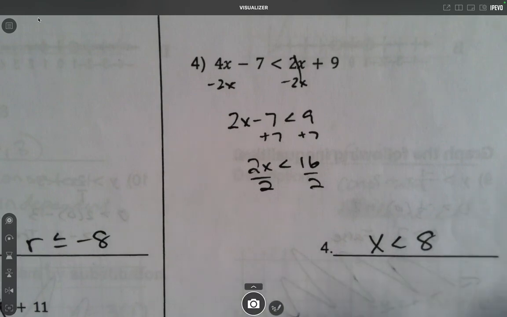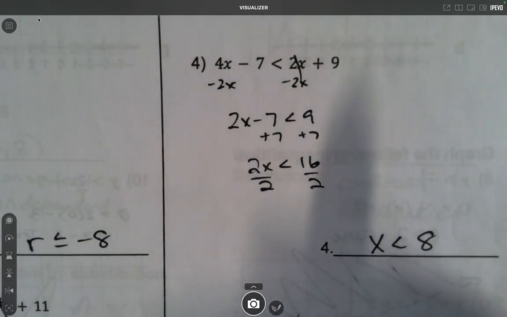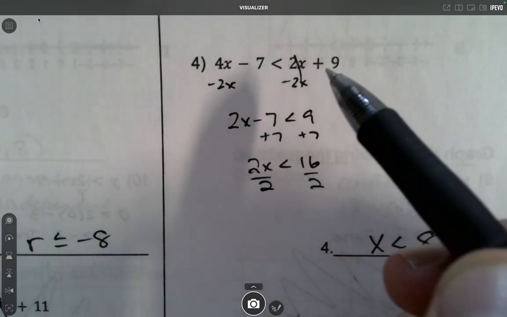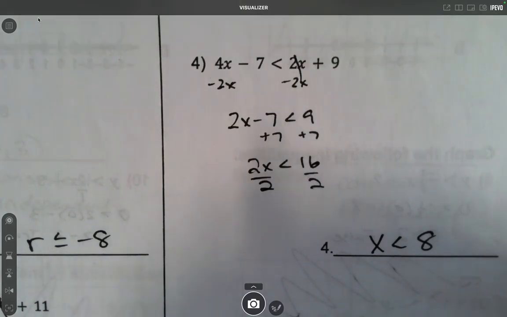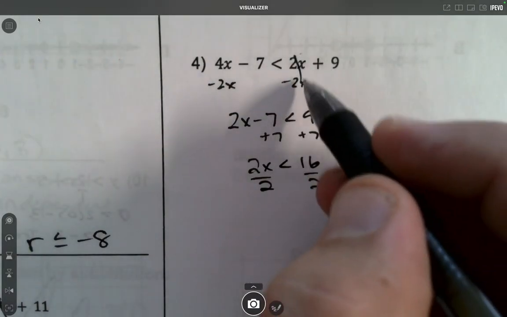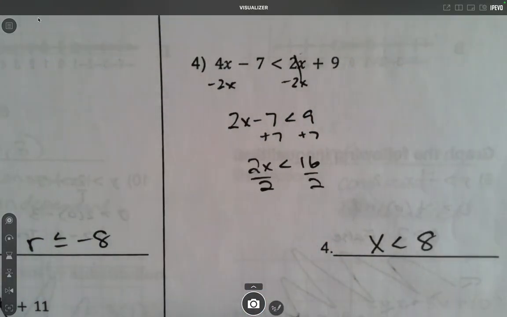Number 4, we do have variables on both sides this time. I usually find it's best to go ahead and combine the two variables. And you could move the 4x over here or the 2x over here. That's truly just your preference. I chose to subtract the 2x from both sides, so that canceled this one out. It gave me 4x minus 2x equals 2x.